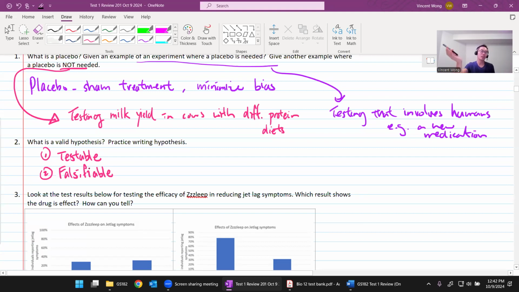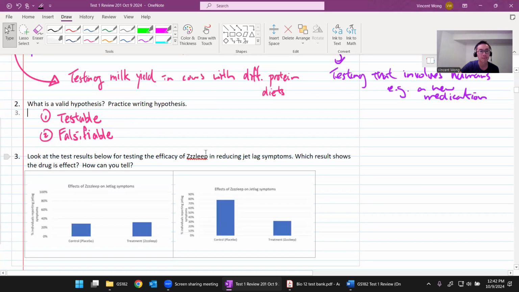I do have some good news for you. For the test, there will be no short answer questions. So hopefully that will save you some time in completing the test. Just multiple choice and multi-select this time.